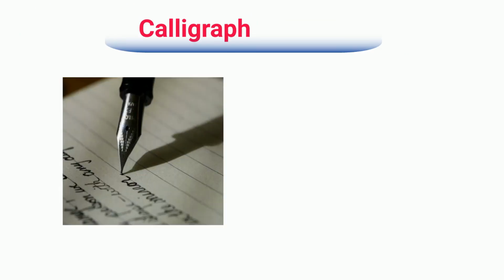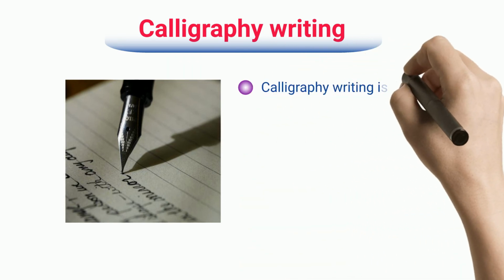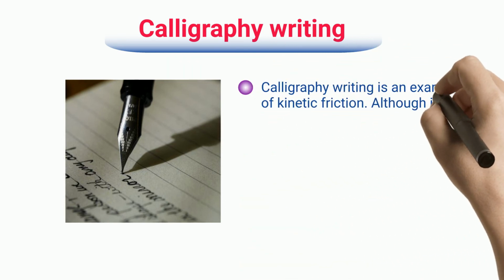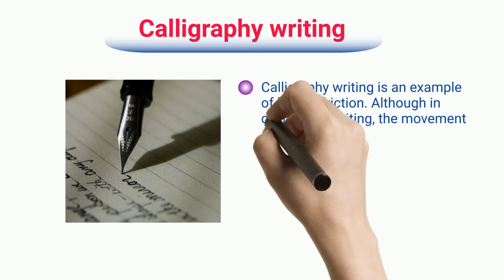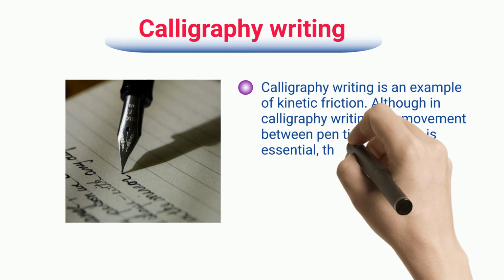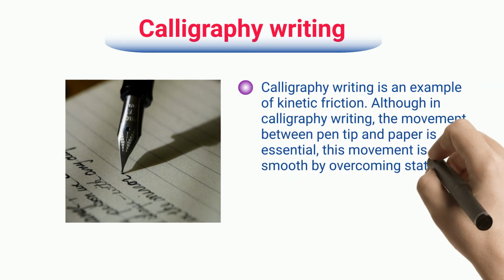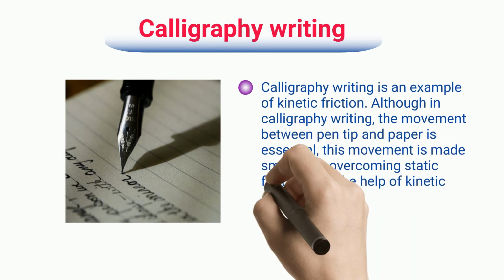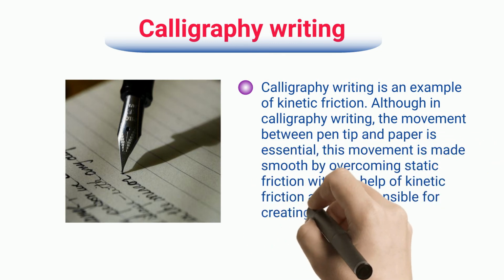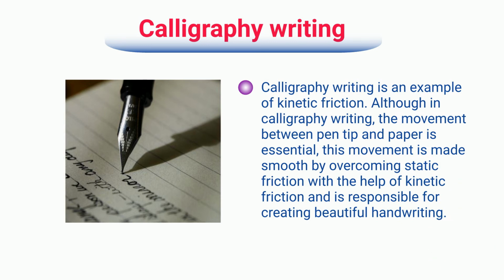Calligraphy writing. Calligraphy writing is an example of kinetic friction. Although in calligraphy writing, the movement between pen tip and paper is essential, this movement is made smooth by overcoming static friction with the help of kinetic friction and is responsible for creating beautiful handwriting.